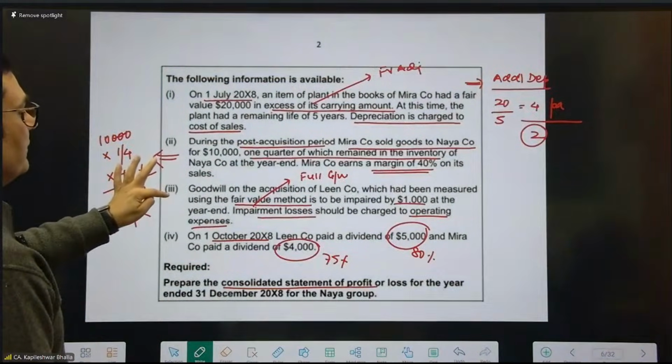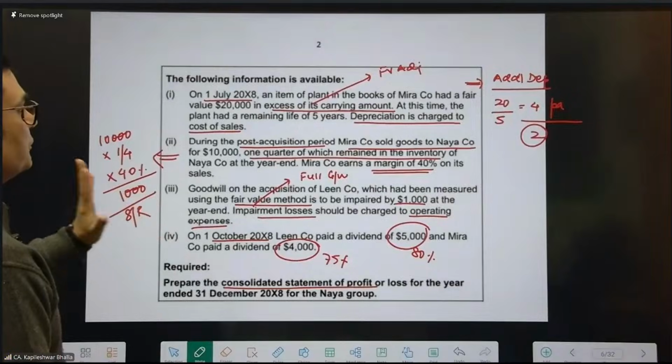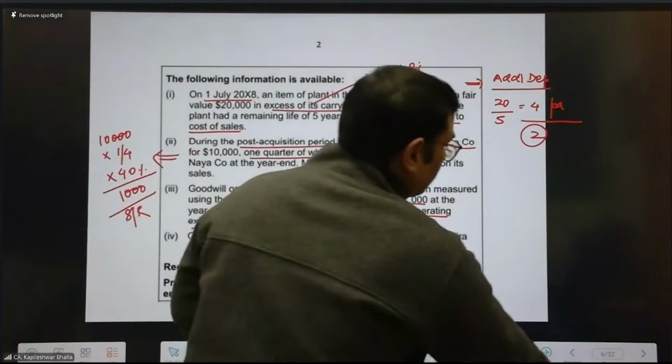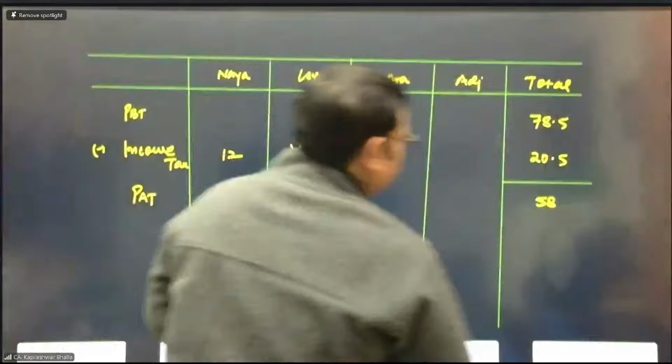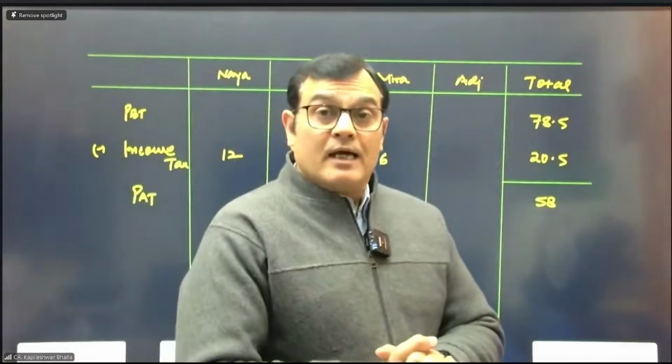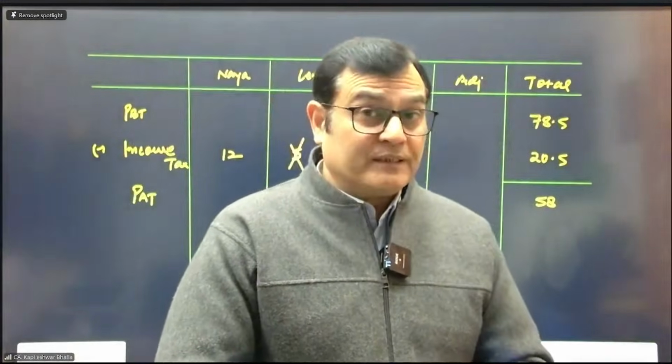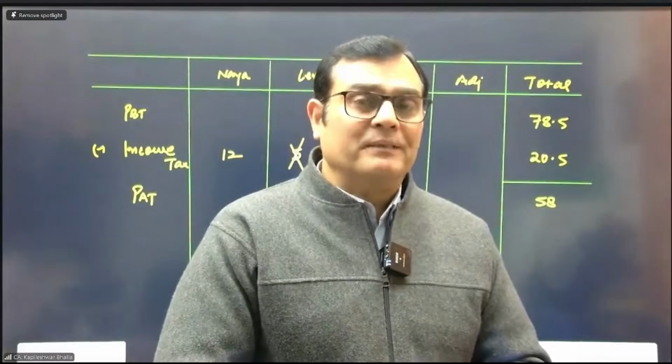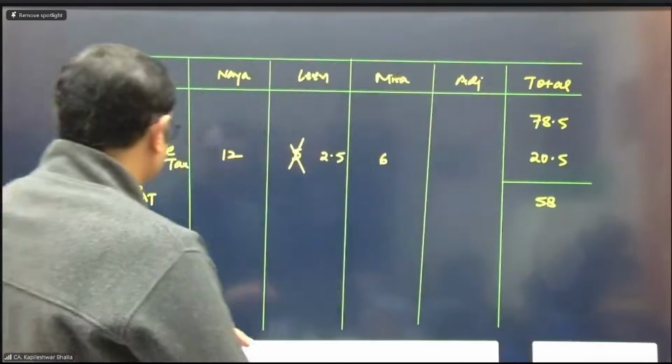Point number 3, goodwill impairment done. Point number 4, eliminations of the dividend incomes done. Everything is taken care of, so there are no further adjustments. Now we need to split this profit, that is PAT, between the parent and the NCI.